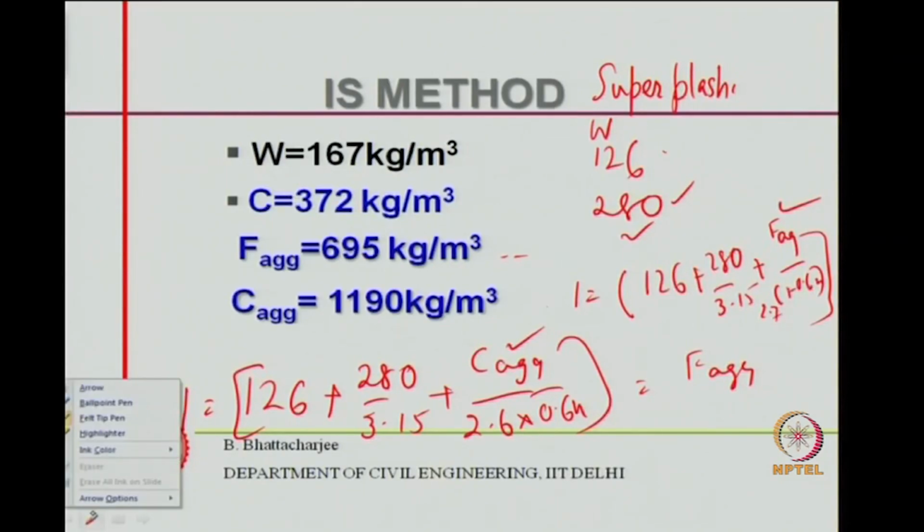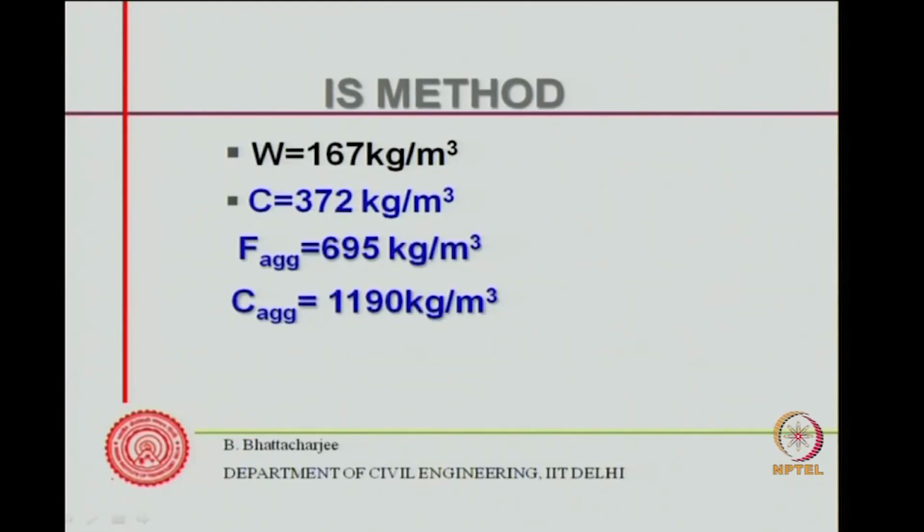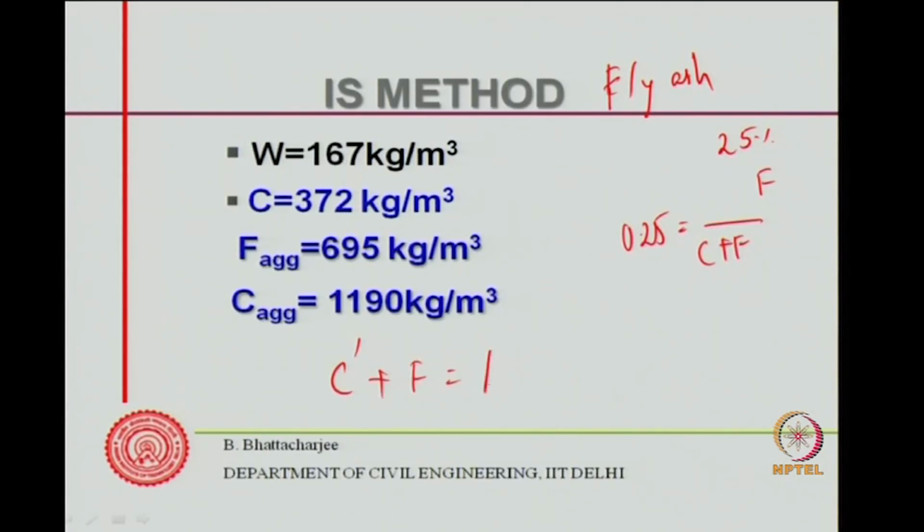If you are using fly ash, let us see what will happen. Say you decided to use 25% of fly ash, that is F divided by C plus F is equal to 0.25. This is what you have decided to use. So your new C dash plus F will be equal to 1.1 into 372, which will mean another 38 increase, so it will become approximately 400.